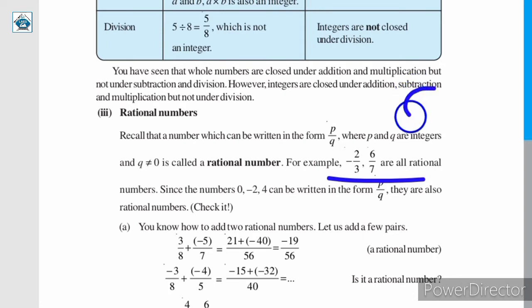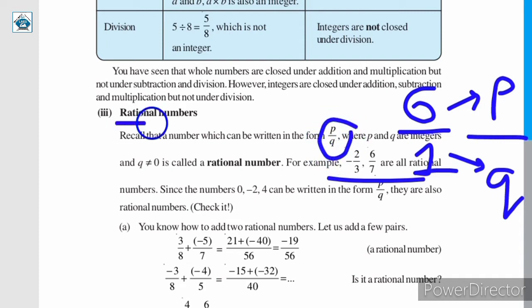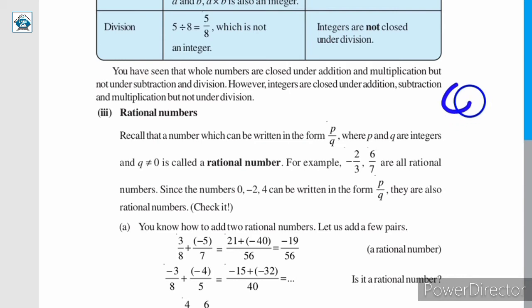What about the number 6? The integer 6 is also a rational number because it can be written in the p by q form as 6 upon 1. Here p is equal to 6 and q is equal to 1. So here we can write it in the p by q form, which makes the integer 6 a rational number. The number 0 is also a rational number because it can be written as 0 divided by 1 or 0 divided by 10. Then 0 is also a rational number. Since the numbers 0, minus 2, 4 can be written in the p by q form, they are also rational numbers.